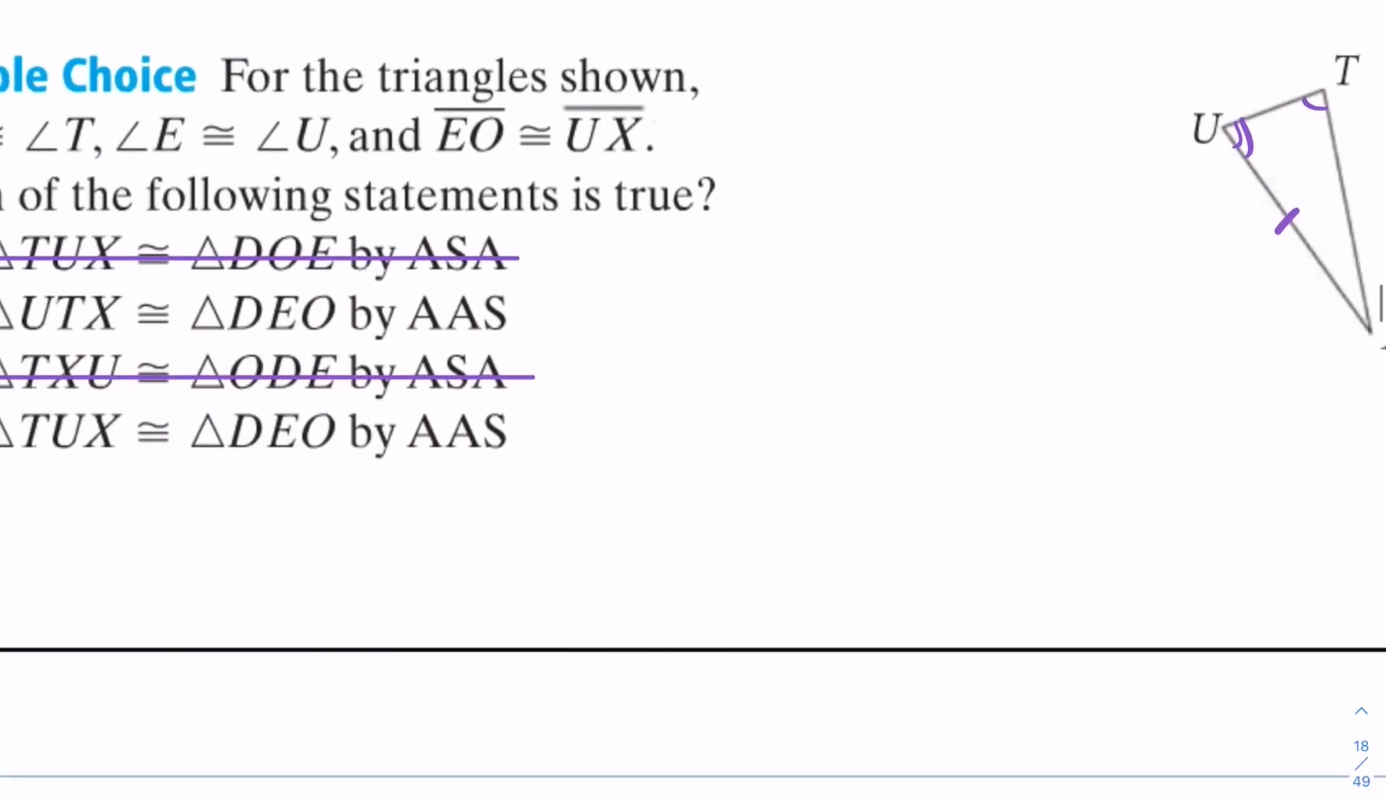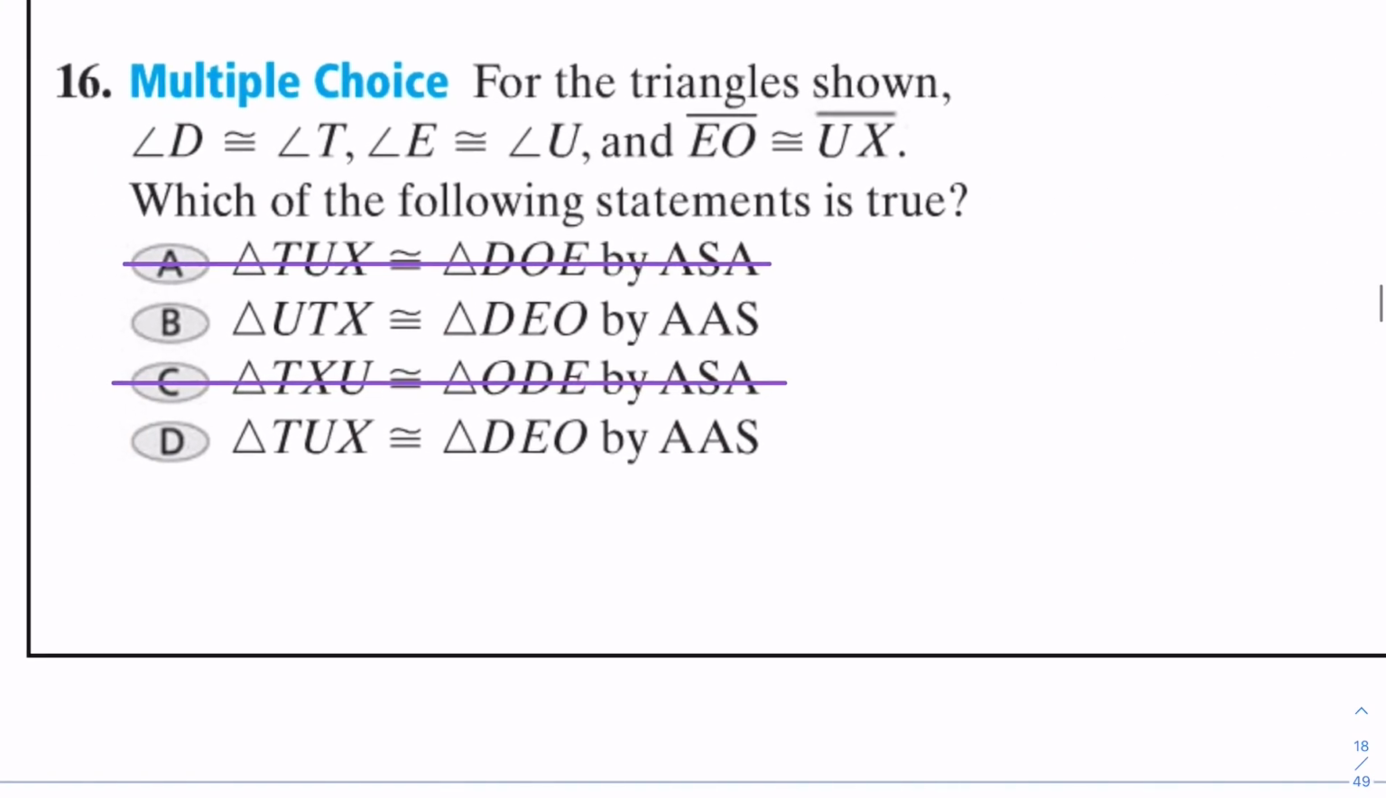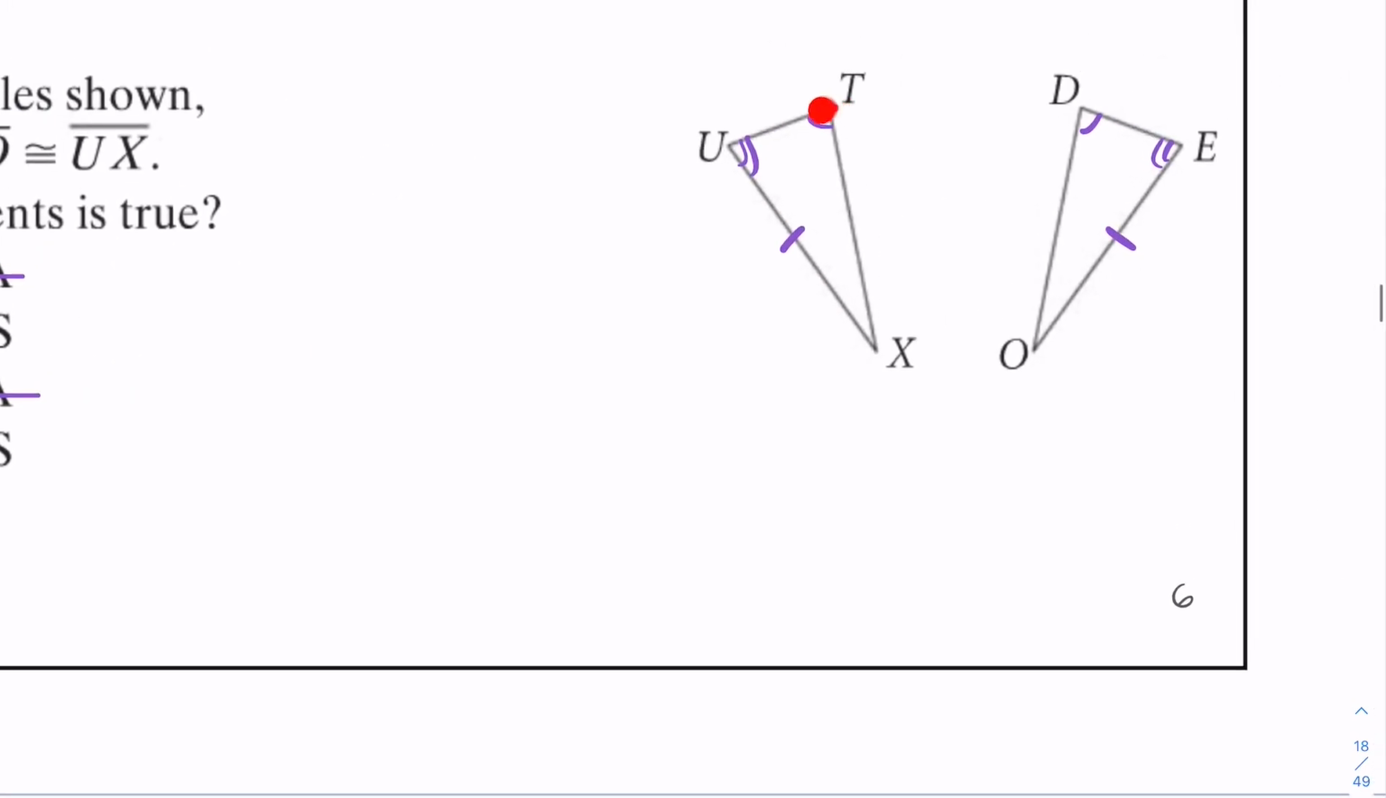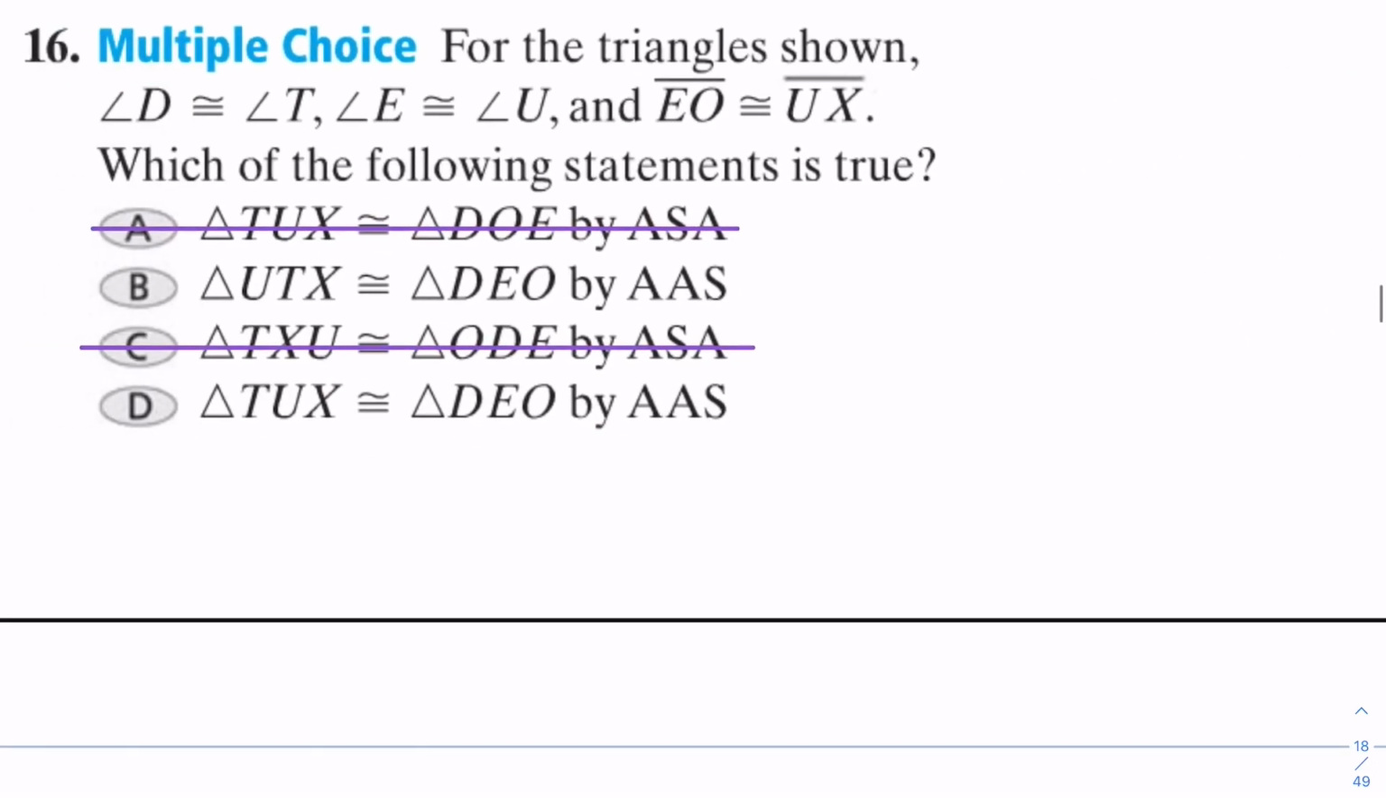DEO, TUX, DEO, TUX, DEO. No, that's DEO, so that's not an option. But let's go back and make sure TUX goes in the right order. TUX goes 1, 2, 0. So DEO 1, 2, 0. DEO TUX, it goes 1, 2, 0.